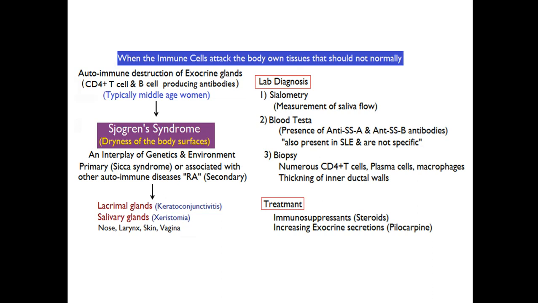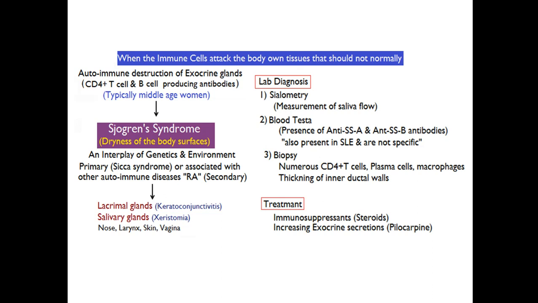Sjogren syndrome is diagnosed by salivometry, in which we measure the flow of the saliva, but which is a rare test, and by blood tests, in which we look for the anti-Sjogren syndrome A and anti-Sjogren syndrome B antibodies. You remember that these tests are not specific, because the same antibodies are also present in other autoimmune conditions, for example, systemic lupus erythematosus, and therefore we say that they are not specific.